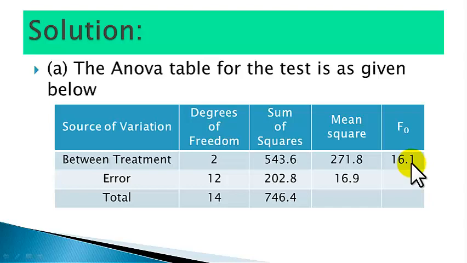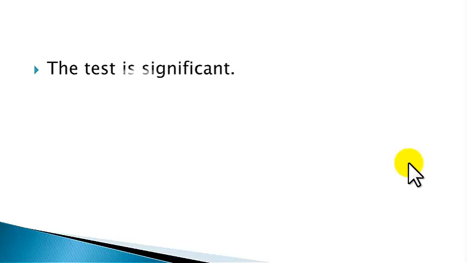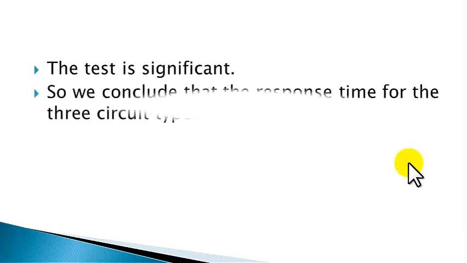Clearly, using alpha equal to 0.05, you see that this test is significant at that alpha level, because from the F table, the value of the F statistic calculated here, which is 16.1, is greater than the table value. Hence, the test is significant. That means H naught is rejected, meaning that the treatment effects are not all equal to 0. So we therefore conclude that the response times for the three circuit types actually differ.